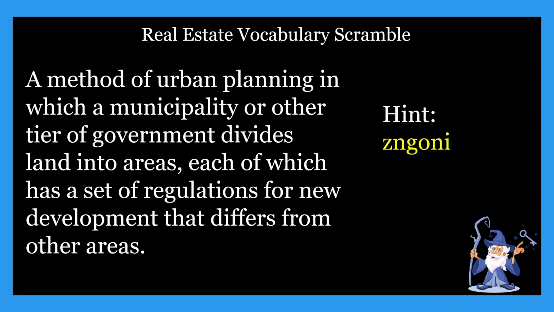And here's your scramble. And here's your answer. Zoning. Zoning is a method of urban planning in which, you know, any government essentially divides land into areas called zones, each of which have a set of regulations for new development that differs from other zones. Now, it's worth noting there are no federal zoning laws. Governments tend to partition districts and neighborhoods according to a master plan, which we talked about earlier.